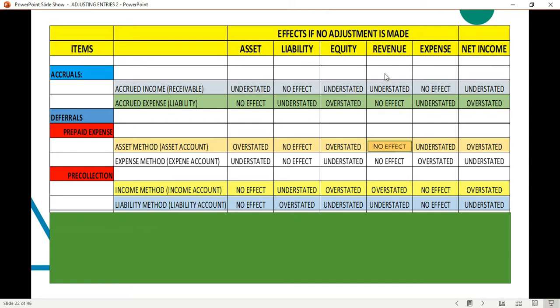And then that is your revenue. What will happen to your revenue? You recognized it in full as a liability, and there's no adjustment made for revenue, so your revenue will be understated. Then no effect to expense. Then you have net income. Supposing you have an understated revenue and the correct amount of expense, your net income will be understated. Then close this understated net income to your equity, so your equity will also be understated. Okay, so these are your pre-collections.